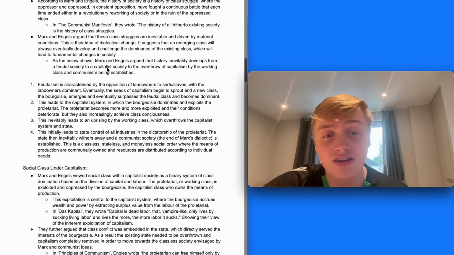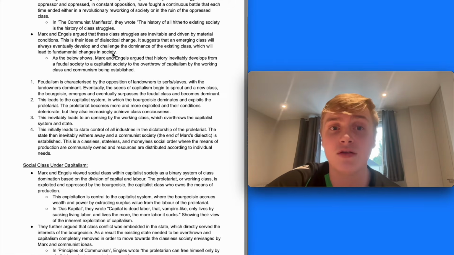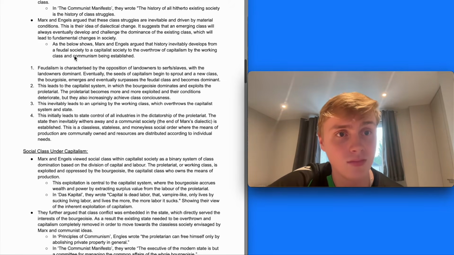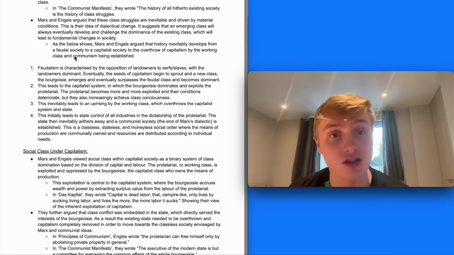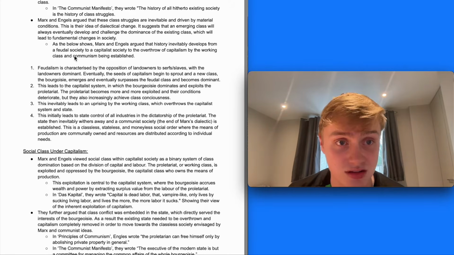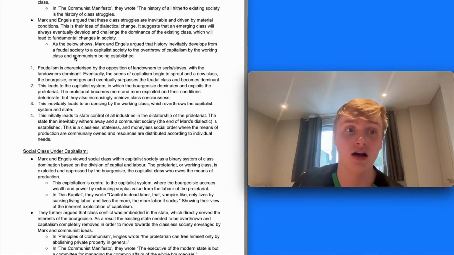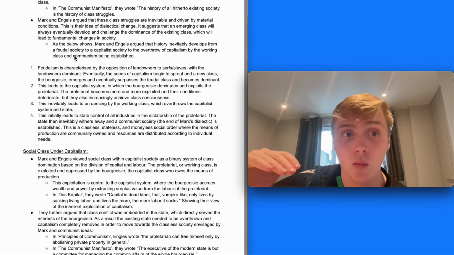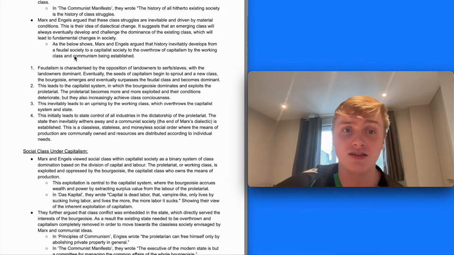And in the Communist Manifesto, they supported this, writing, "The history of all hitherto society is the history of class struggles." They argue that these class struggles are inevitable and driven by material conditions. And this is their idea of dialectical change. It suggests that an emerging class will always eventually develop and challenge the dominance of an existing class, which will lead to fundamental changes in society.